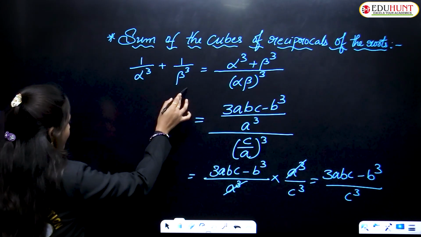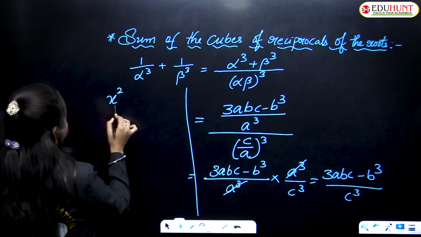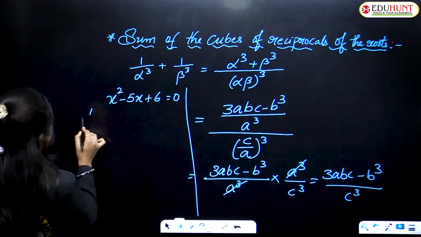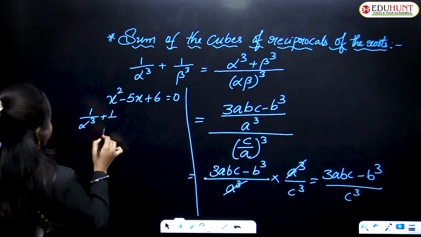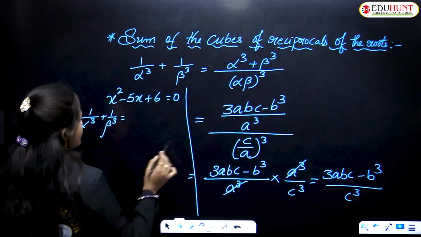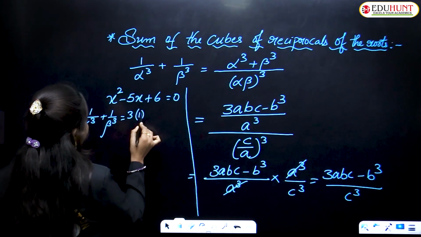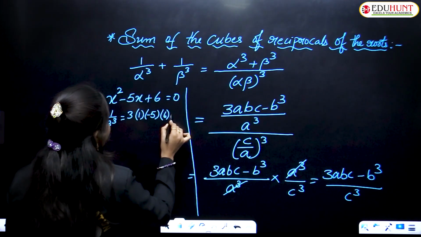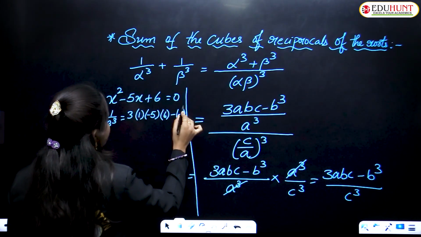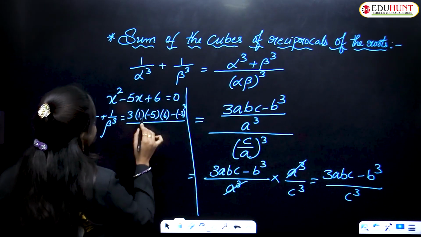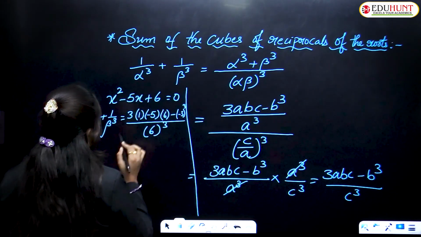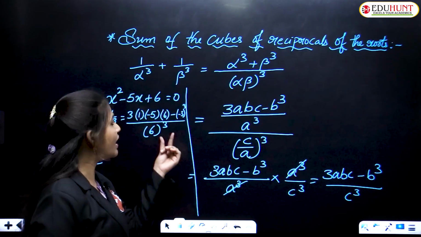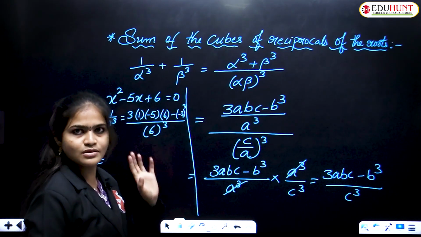Okay, let us see that example. So again the example, x square minus 5x plus 6 is equal to 0. So 1 by alpha cube plus 1 by beta cube, which is equals to 3abc, 3 into 1 into b is equal to minus 5 into 6, minus b cube, which means minus 5 whole cube whole by c cube. So by simplifying this one, again we will get the same result as the previous one. Why? Because already we simplified this one. There is no change in that.